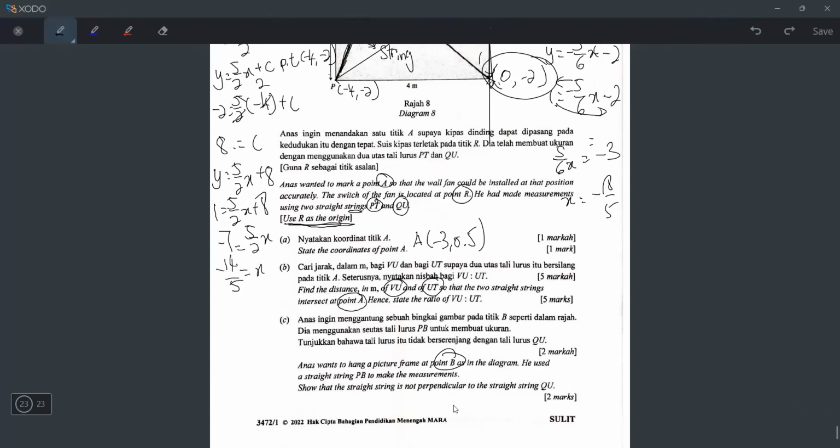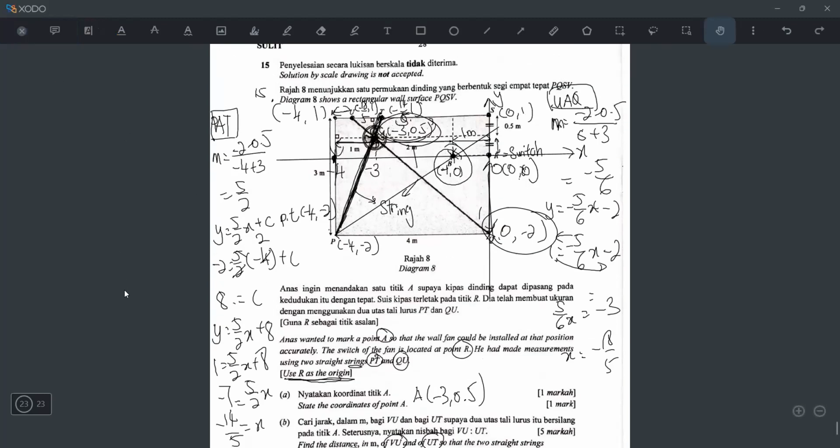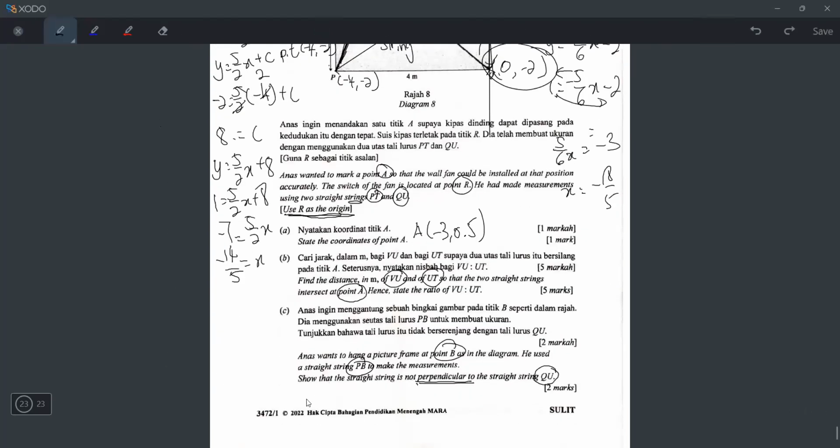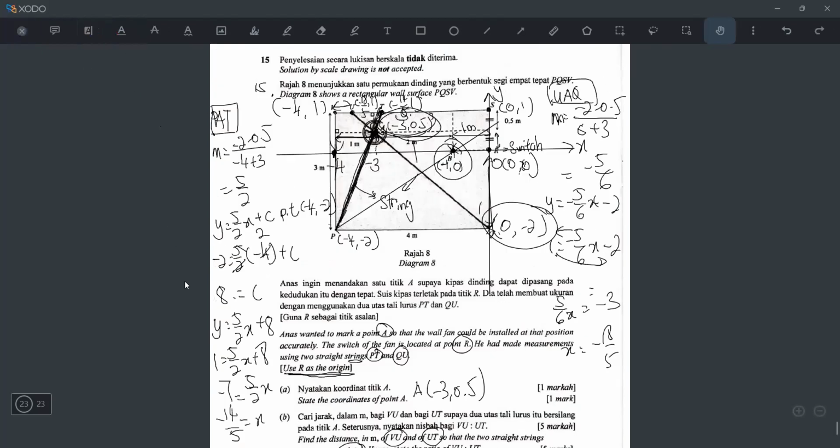If you want to show that they are not perpendicular, then you show by using gradient. You find the gradient of QU and the gradient of PB. That's what you need. But the gradient of QU, I don't think you need to find because you found it already: negative 5 over 6. Now I just need the gradient of PB. How to find the gradient of PB? I need 2 points, right? P and B. Let's find.